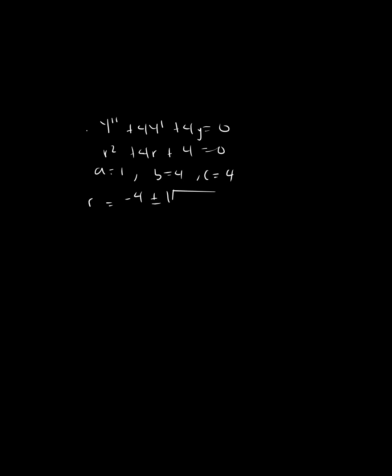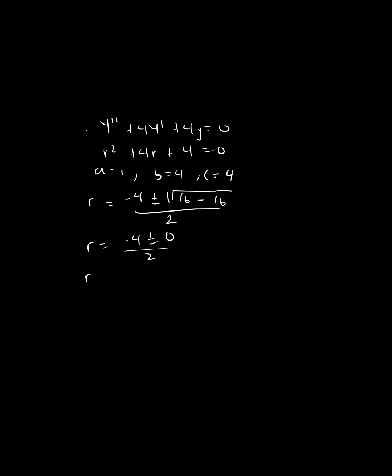So now for the second case, we have the question: y prime prime plus 4y prime plus 4y is equal to 0. So now this is going to be r squared plus 4r plus 4 is equal to 0, and then our a is equal to 1, our b is equal to 4, and our c is equal to 4. Here we're going to have r is equal to negative b, which is negative 4, plus or minus root b squared, which is going to be 16, minus 4ac, which is 4 times 1 times 4, which is 16, over 2a, which is 2. Our r is going to be negative 4 plus or minus 0 over 2.